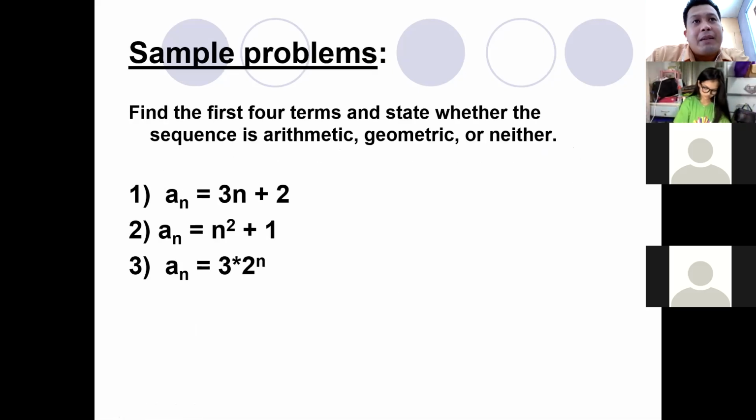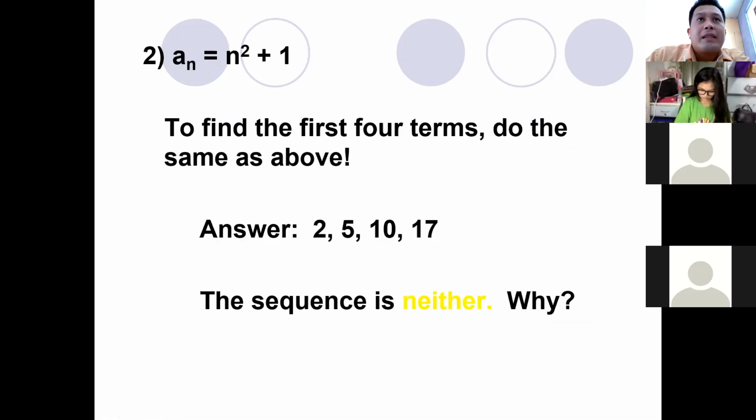In number 2, the a sub n is n squared plus 1. So let's substitute 1, 2, 3, 4. 1 squared is 1 plus 1 is 2. 2 squared is 4 plus 1 is 5. 3 squared is 9 plus 1 is 10. 4 squared is 16 plus 1 is 17. So if you notice, you don't have a common difference. 5 minus 2 is 3. 10 minus 5 is 5. Nor do you have a common ratio. 5 divided by 2 is 5 halves. 10 divided by 5 is 2. So therefore, this is neither.